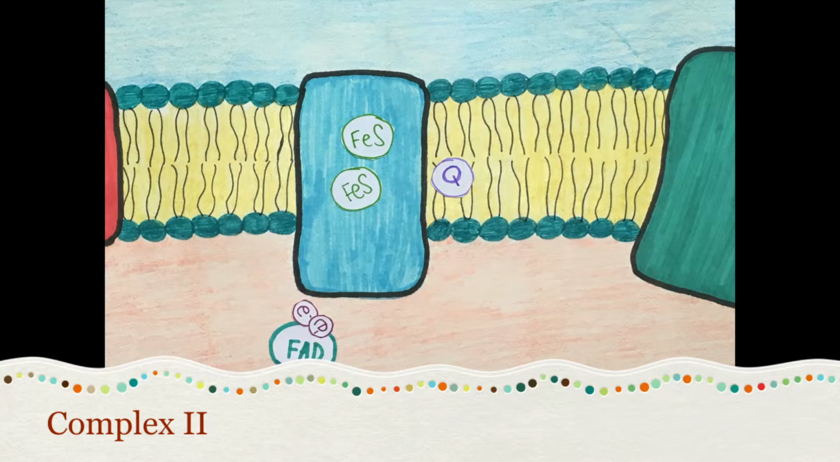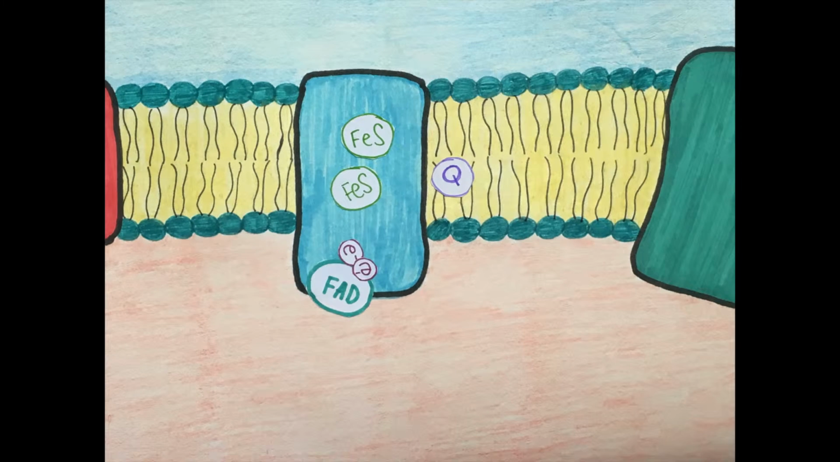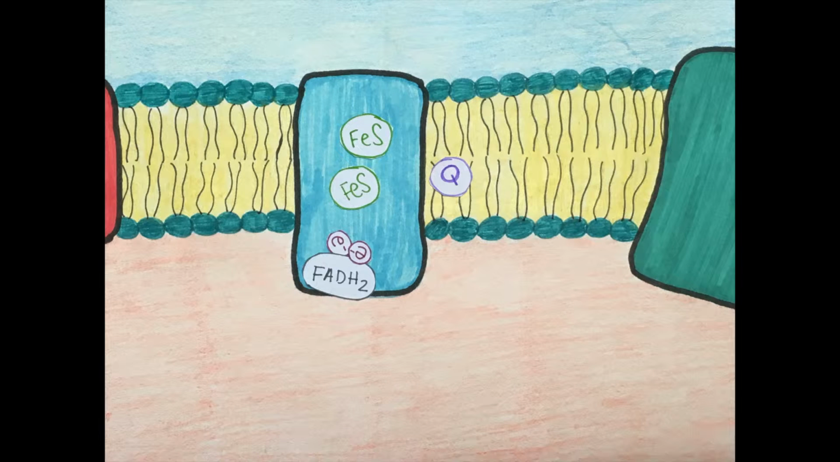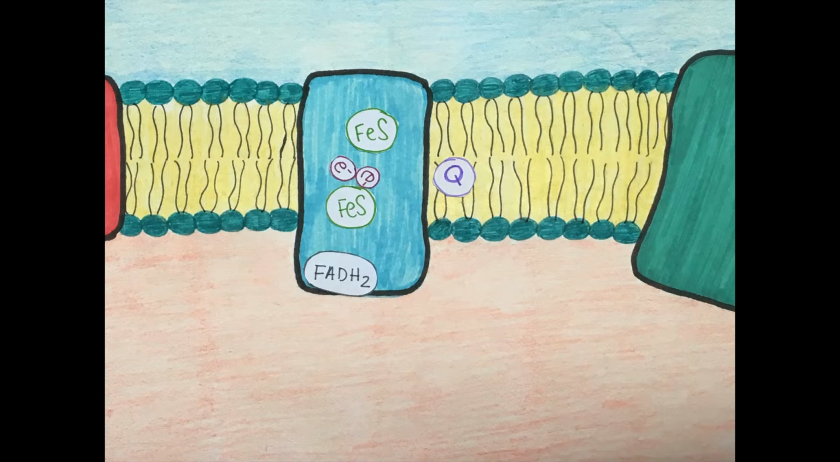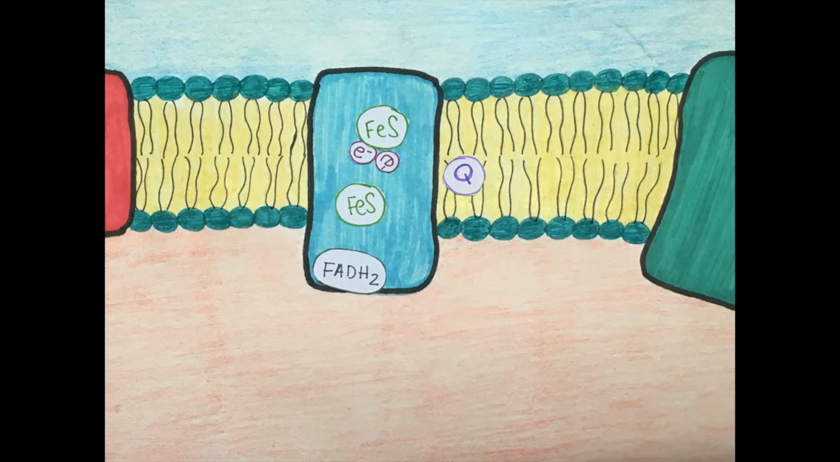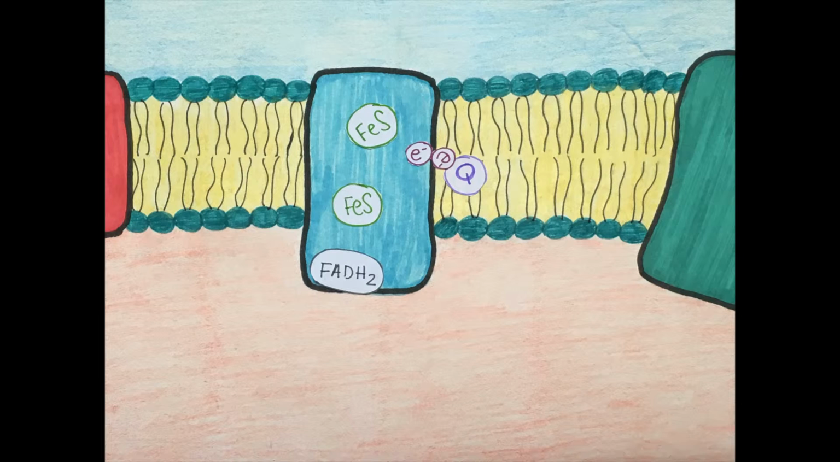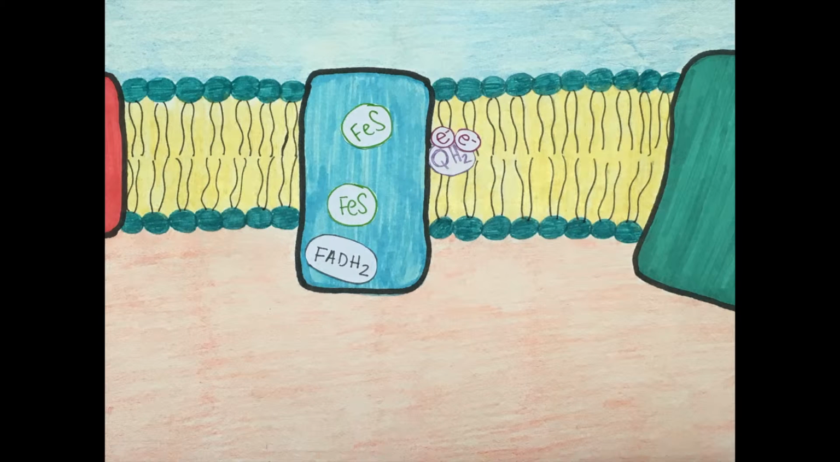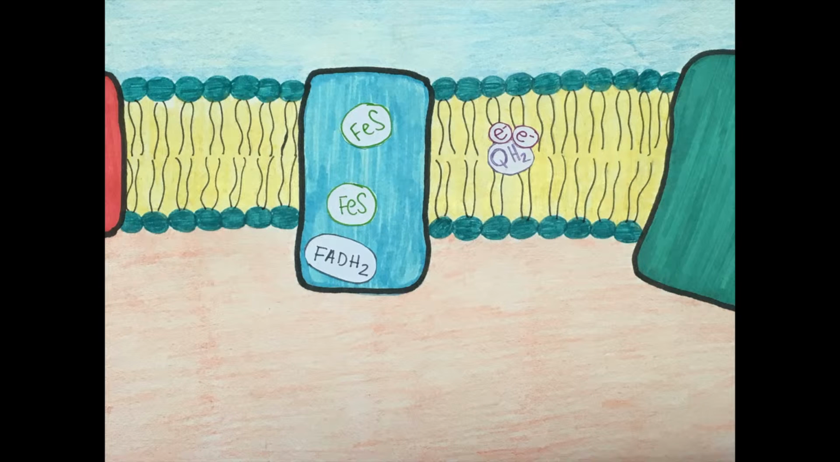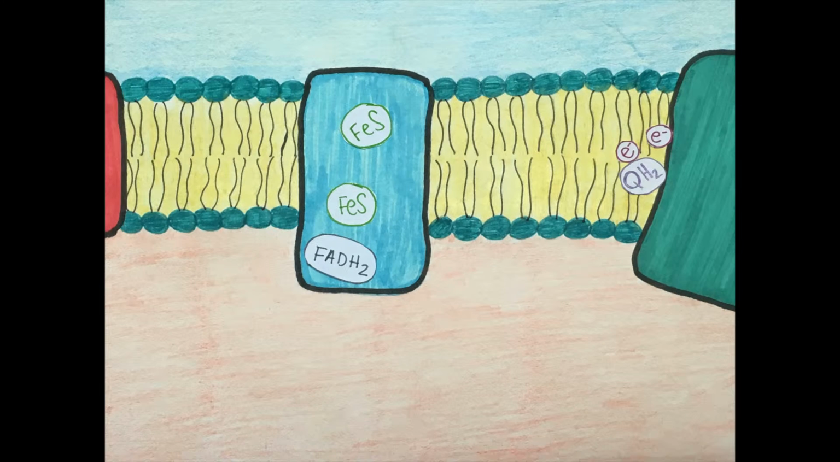Complex 2 is a protein complex that accepts electrons from FAD and reduces it to FADH2. The FADH2 remains attached to the complex and gives off 2 electrons to a series of FeS clusters that ultimately transfer them to CoQ. CoQ accepts electrons and extracts 2 hydrogen ions from the matrix to become CoQH2. It then travels to complex 3. No protons are pumped, which is why less ATP is created from FADH2 than NADH.